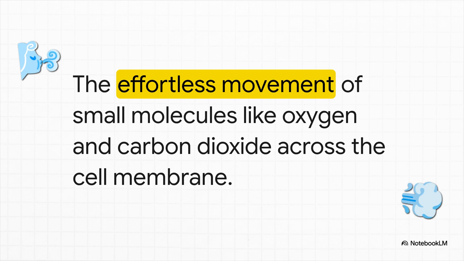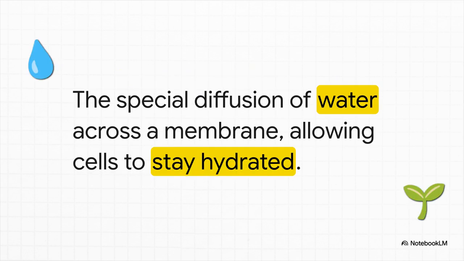Think about it. Every single breath you take, oxygen just diffuses from your lungs right into your blood, and carbon dioxide diffuses out. It's totally effortless, it's constant, and it's absolutely vital. Next, we've got osmosis. It sounds complicated, but really, it's just a fancy name for the diffusion of water. Water is the ultimate multitasker in the body, right? It has to get everywhere. Osmosis is how your cells stay hydrated, and it's how plants are able to suck water up from the ground.